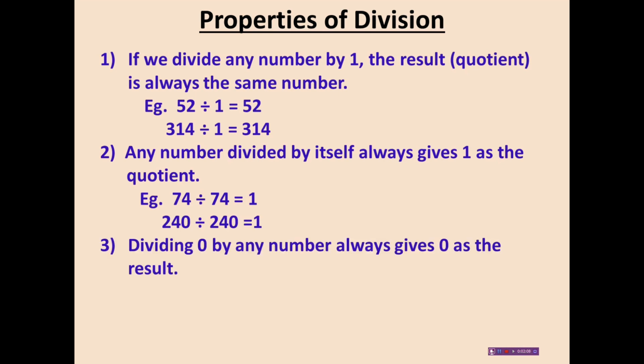Let's see another property: dividing 0 by any number, the answer will always be 0. If I divide 0 by any number, suppose I divide it by 69, I get 0. I divide it by 172, I get 0.